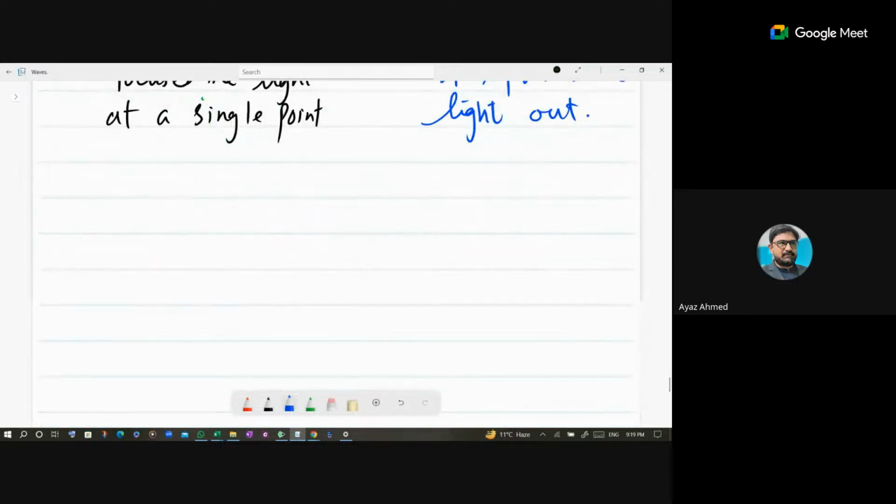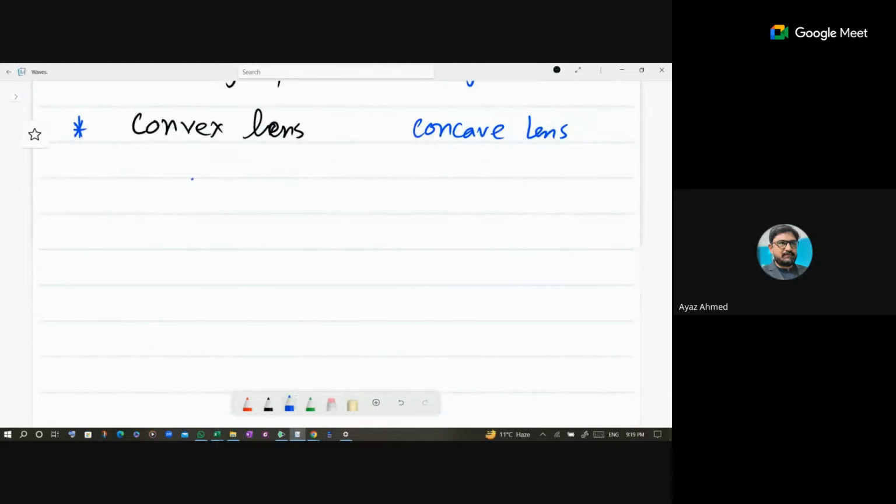Now, this is called a convex lens. In your daily or commercial level, we call it a convex. It is a convex lens, and this one is your concave lens. Why do we call it convex? Because it has this type of shape. It is thicker from the center and thinner from the edges, and this one is called concave because it appears just like a cave from the middle. It is thinner from the center and thicker from the edges.